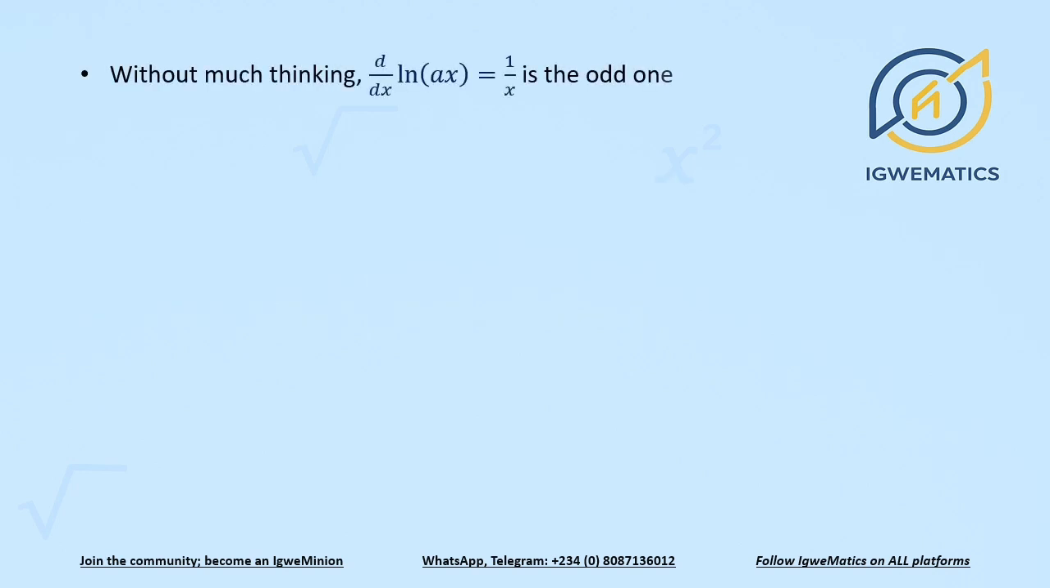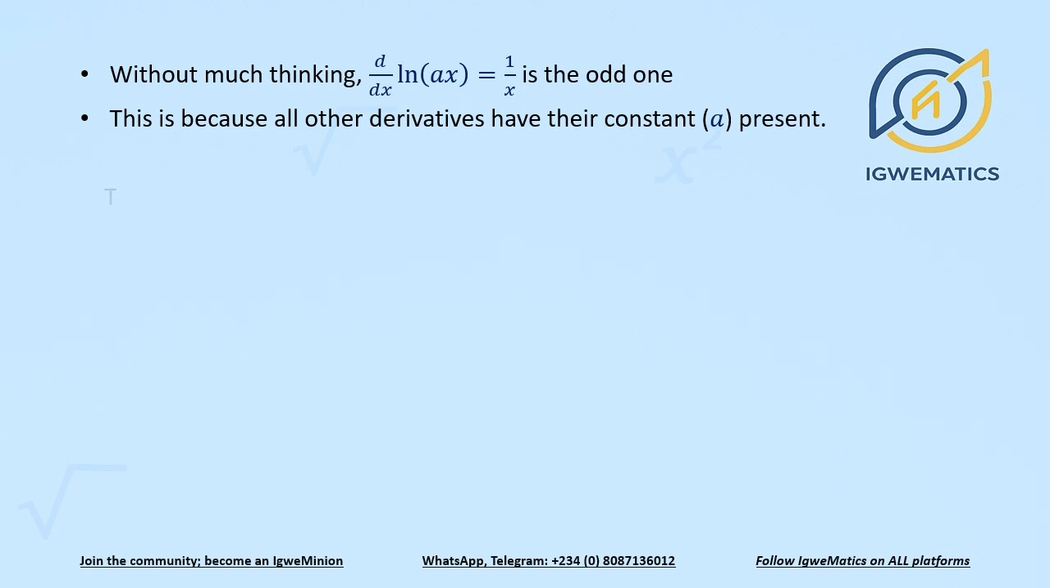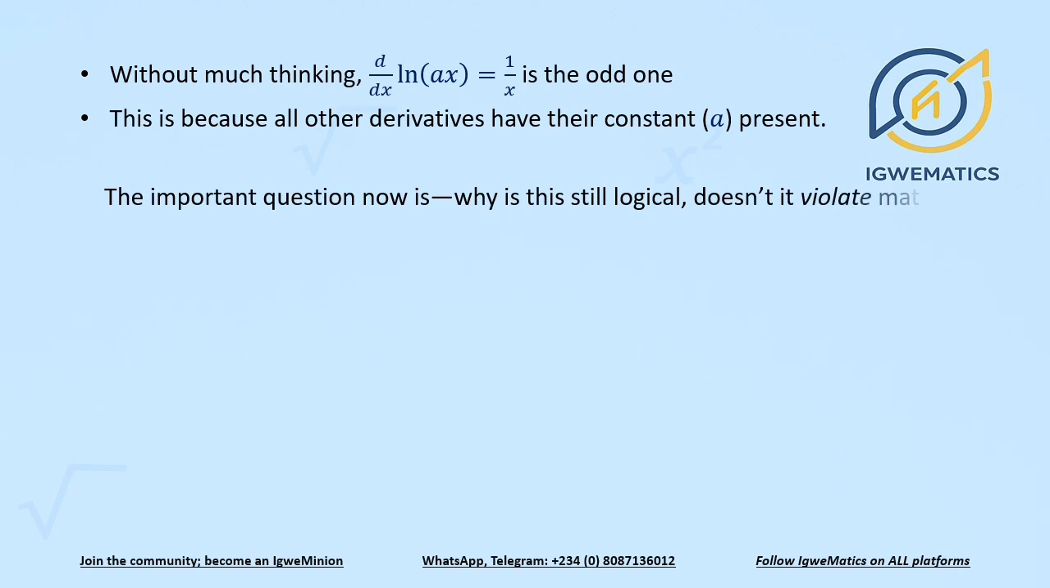For the first part, which of them is different? Without much thinking, the derivative of natural log of ax is equal to 1 over x, and that is the odd one. The second question is, what makes it different? What makes it different is the fact that a is not present in that derivative. In the remaining ones, a, the constant, was present in all the derivatives, but in this one, a is not present.